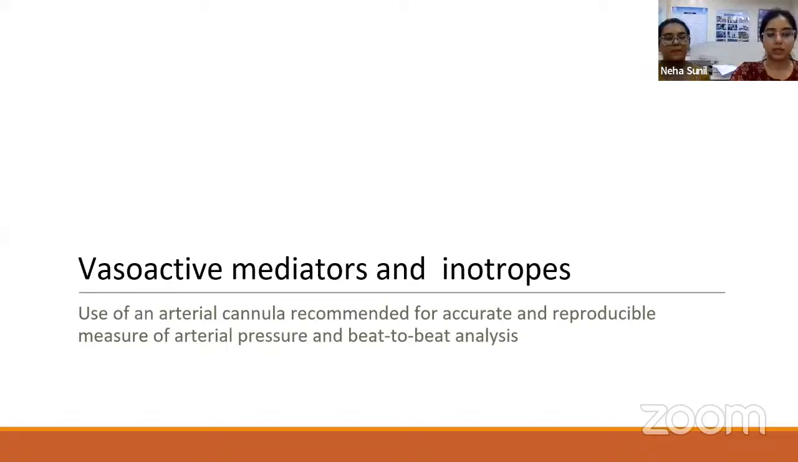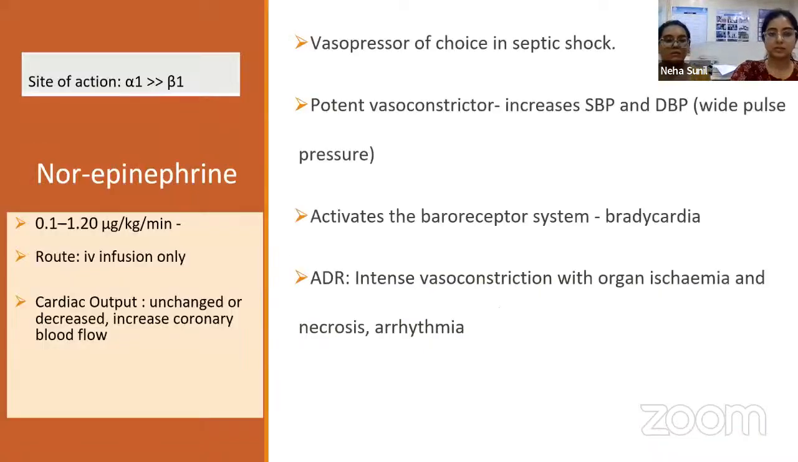So coming to vasoactive mediators, we see that there is loss of vasomotor tone, systemic vasodilation and hypotension. So we use vasoactive agents to improve tissue perfusion and oxygenation. Here we have to set up an arterial cannula for arterial pressure and beat-to-beat analysis.